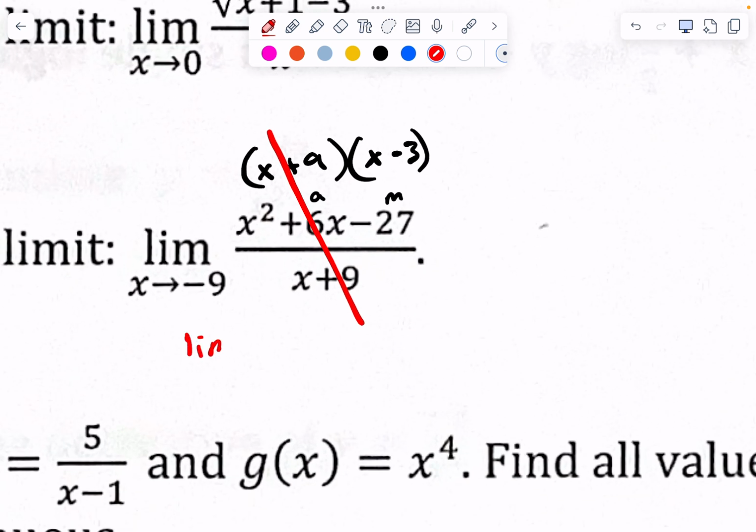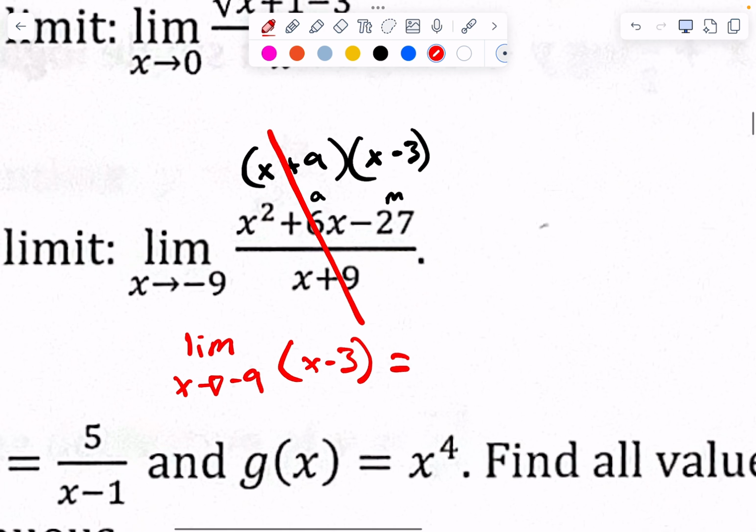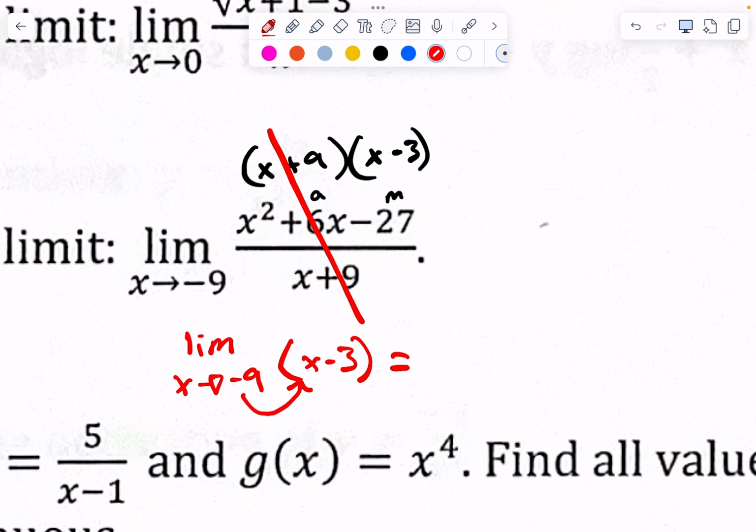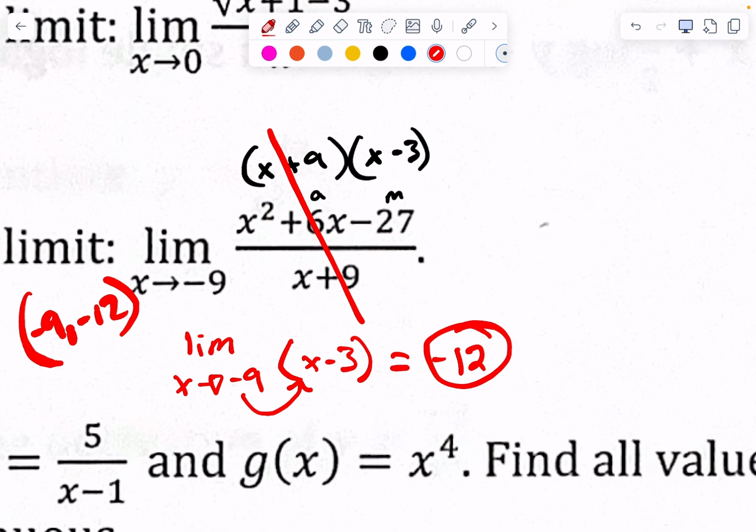So now I'm just looking at the limit as x goes to negative 9 of x minus 3. And now, can I plug in negative 9? Sure I can. And if I do, I get negative 12. So there is a hole at the coordinate negative 9, negative 12. But if that hole didn't exist, there would be a solid dot filled in at negative 12, right?